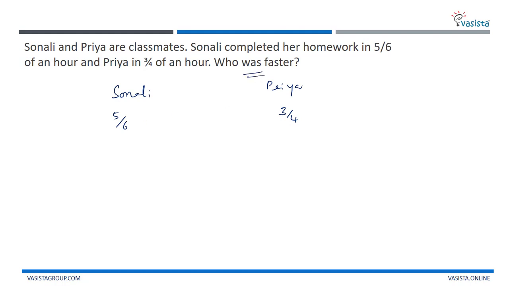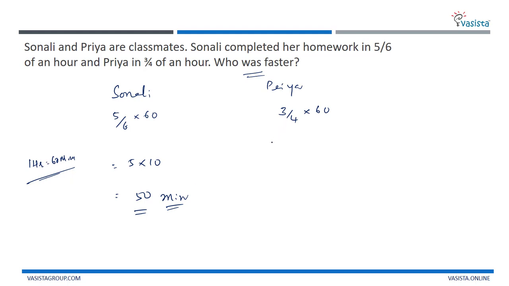You just multiply with 60. That is, 1 hour means what? 1 hour is equal to 60 minutes. Right? Let us go with that, 5/6 into 60. Now simplify it. 6 ones are 6, 6 tens are 60. So 5 into 10, 10 fives are 50. So she took 50 minutes to complete her homework.